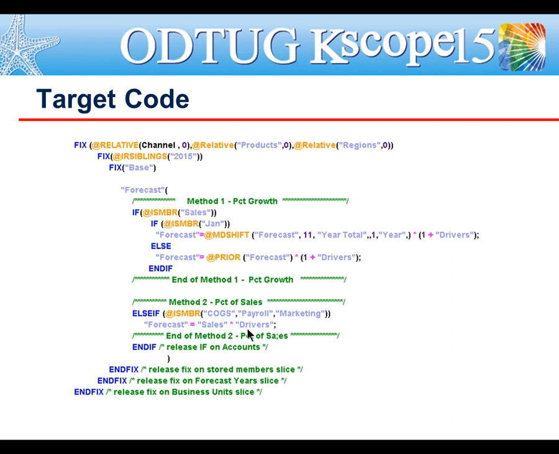Each of them will have their own percentages that will be applied in a perfectly simple multiplication calculation. So what this is going to do is allow us to parameterize the method for sales and the method for COGS, payroll, and marketing, and allow the user to select which calculation method they want to use on each of these members.